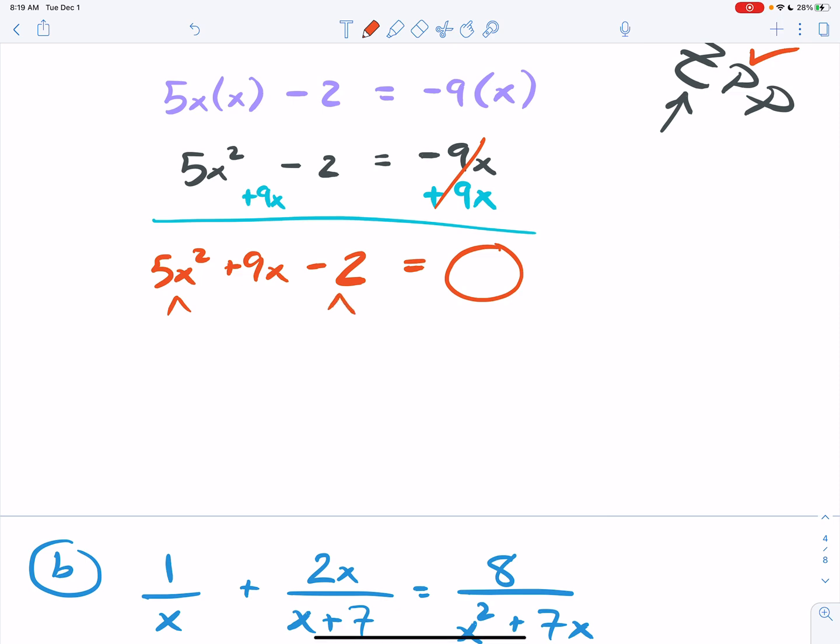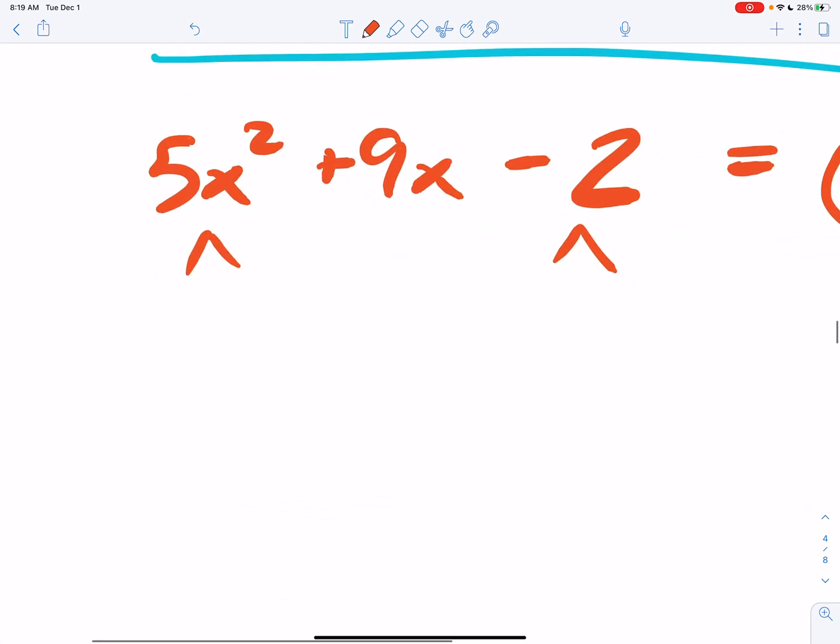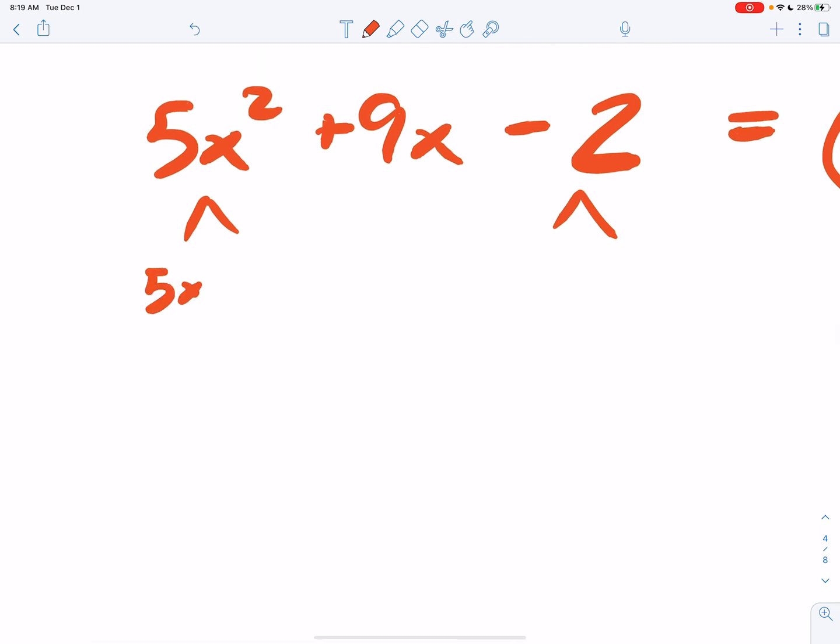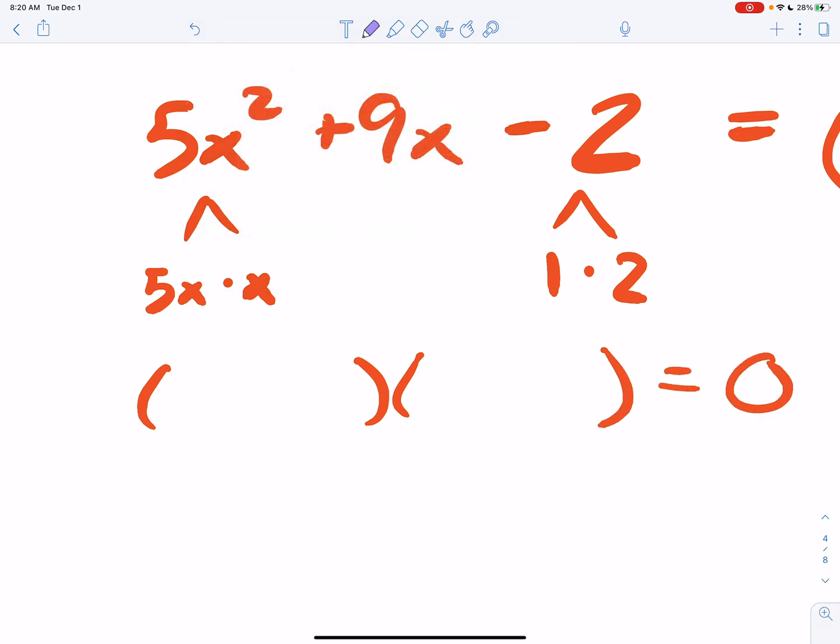So here we go. What times what gives you 5x squared? That's just 5x times 1x. What times what gives you 2? That's just 1 times 2. All right, so here we go. So first step is you want to throw in your first factors. Now, we have to know where to put the 1 and the 2 in order to get a positive 9x, okay? So I'm going to go ahead and just guess. I'll put 1 and then 2.